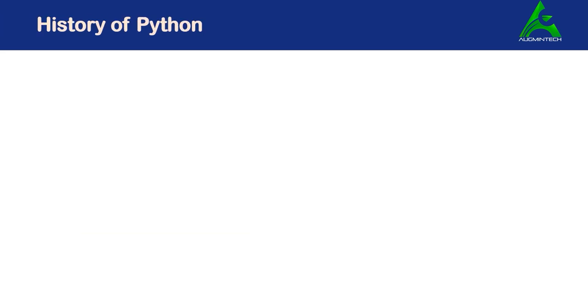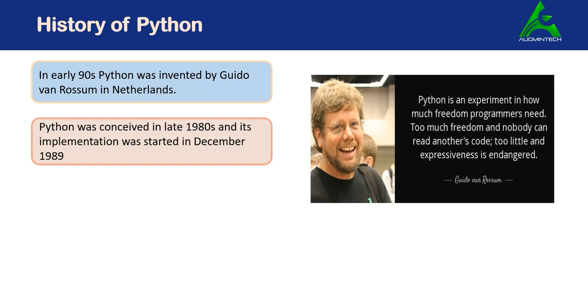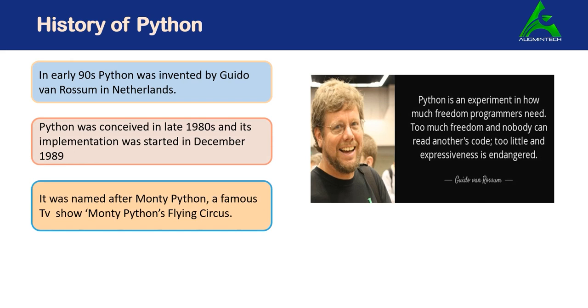Now let's see what the history of Python is. Let's put some light on the history of Python. In the early 90s, Python was invented by Guido van Rossum in the Netherlands. Python was conceived in the late 1980s and its implementation was started in December 1989. And whenever a programming language is invented, a name is given to it. Whenever we talk about Python in front of a non-technical person, they think we are talking about the snake Python. This is not the reason for naming Python as Python.